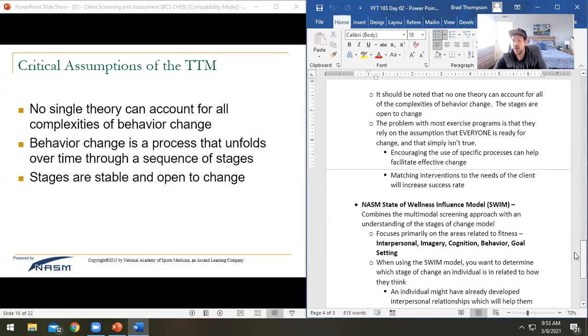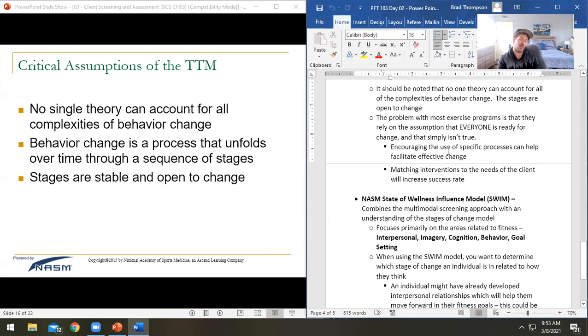So it should be noted, just to lay this out, obviously, we've already said this in previous classes, but just to reiterate here, because this is always actually quite important, there's no one theory that can account for how complex changing our behaviors actually is. These stages are open for interpretation. Not every technique is going to work on every client. In the same way, not every client is ready for change. Not every theory, and this screening process might not be the most effective way to gather information for everyone. So everybody's going to be different, different strokes, different folks, right?